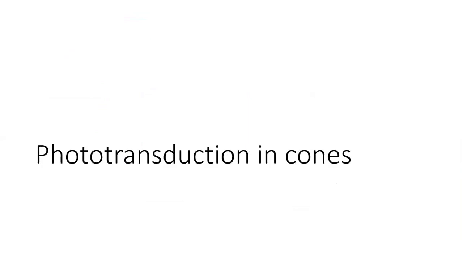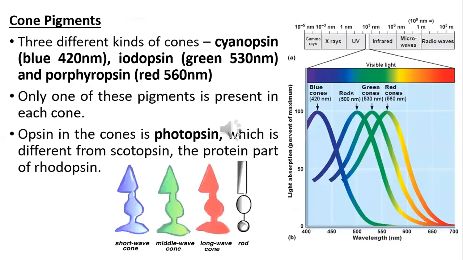So now we are done with transduction in the rods, and next is transduction in the cones. This is basically the same as what happens in the rod cells, with just minor differences that you're going to see in the next few slides. All right, so now cone pigments.